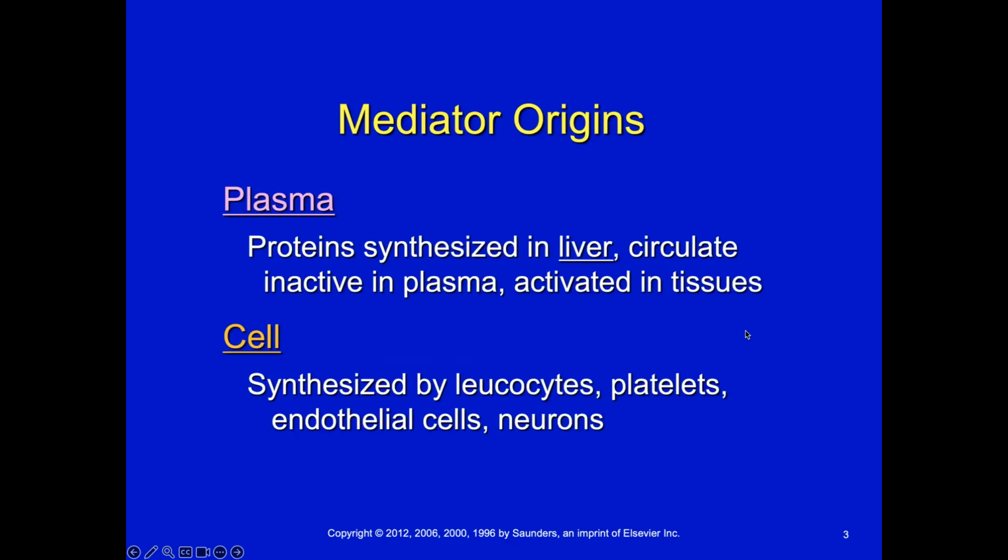So where do these mediators come from? Well, they're primarily found in the plasma, and also they are found and released by cells. So the proteins in the plasma are synthesized by the liver. They circulate in an active form in the bloodstream, and then are released when the plasma is seeping out of the blood vessels during inflammation, and then they become activated in the tissues. The mediators that are created by cells are synthesized by the leukocytes, platelets, endothelial cells, and even neurons.